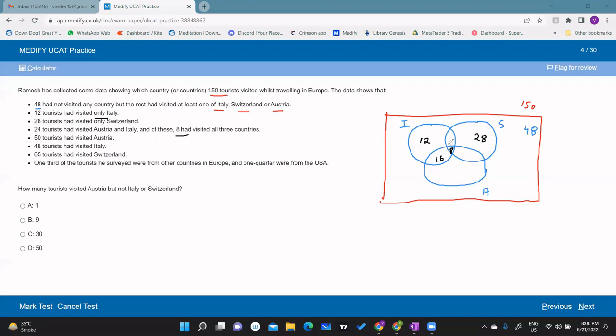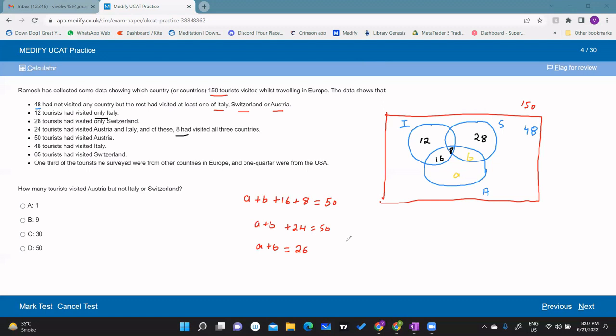50 tourists had visited Austria. So this entire Austria circle is 50. We know that in the Austria circle, there is this part that is missing, and this part that is missing, but the total here is 50. So we are going to introduce some letters: A, B. Let me choose another pen here. Let's go with red. So I can say A plus B plus 16 plus 8 is the entire Austria circle, and the number of tourists is 50 there, right? So A plus B plus 24 is 50. From here, I can write A plus B is 50 minus 24, that is 26.